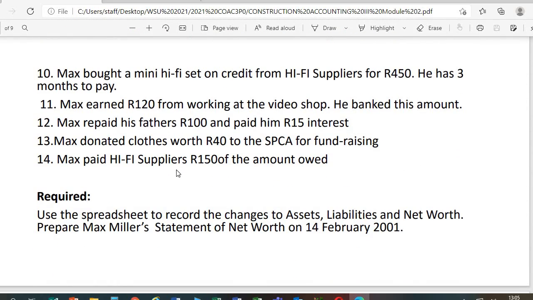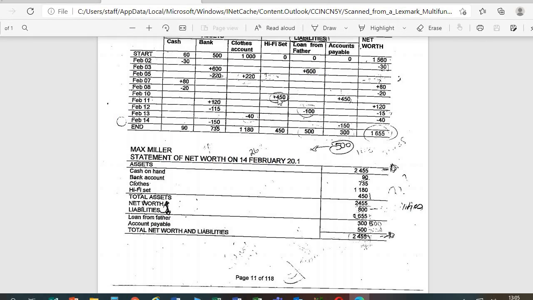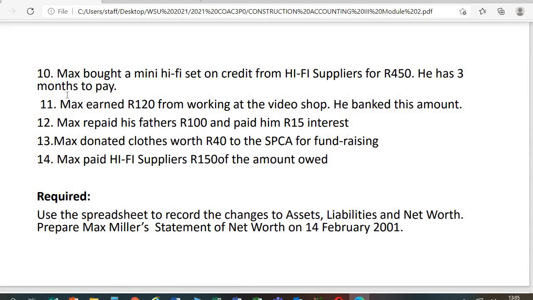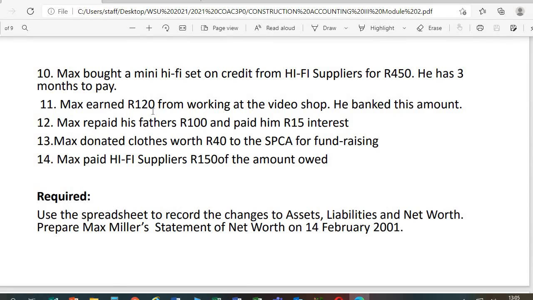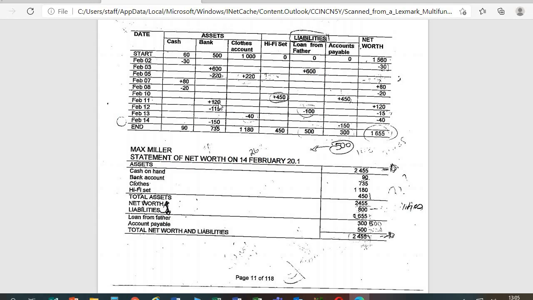Max bought a mini Hifa set on credit from Hifa Suppliers for 450. He has 3 months to pay. On the 10th, he bought a Hifa set, which is an asset to him. It increases by 450. Accounts payable, they increase by 450. And then Max earned 120 from working at the video shop. He banked this amount. February 11, 120. He banked the 120 and his net worth increases by 120.